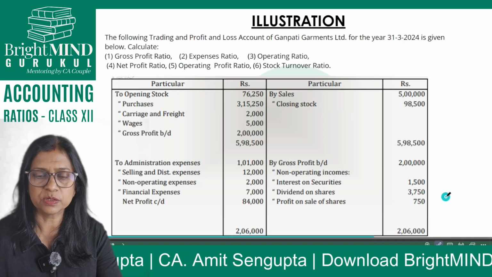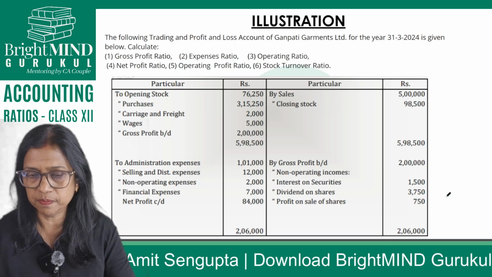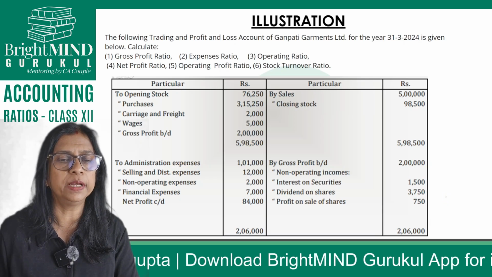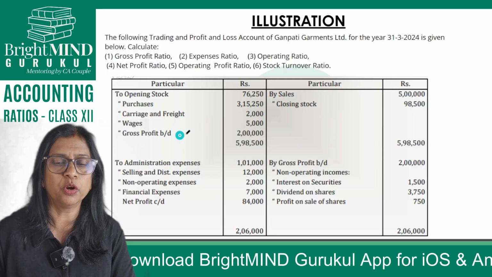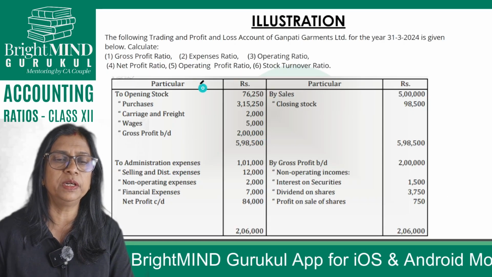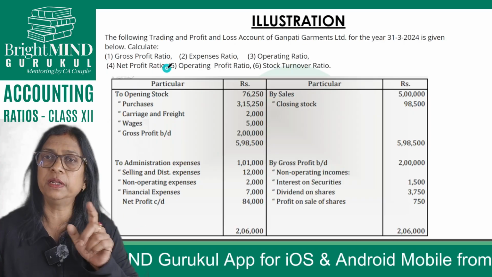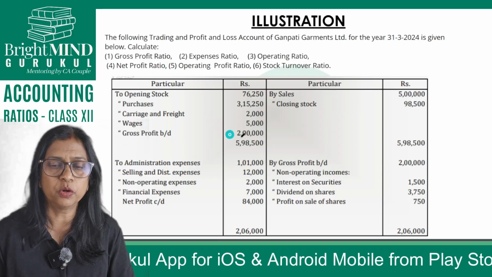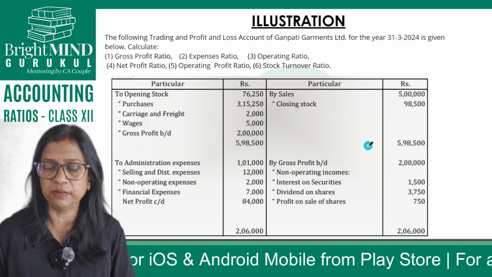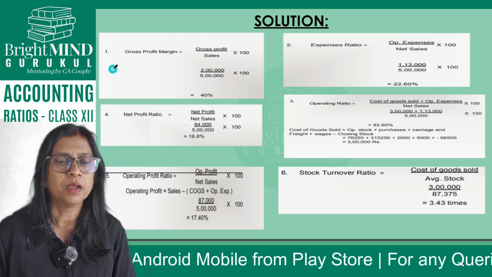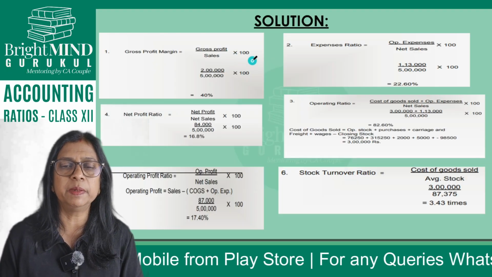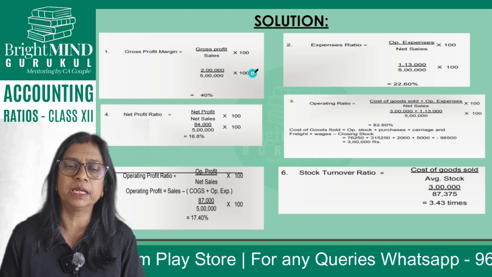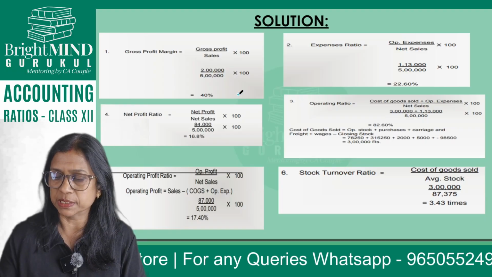Okay, so let's solve this problem. First, we are going to find out the gross profit ratio. So gross profit is 2 lakh. Gross profit ratio is gross profit divided by turnover. So gross profit is 2 lakh by 5 lakh. Gross profit margin is gross profit divided by sales into 100, 2 lakh by 5 lakh into 100, that is 40%.